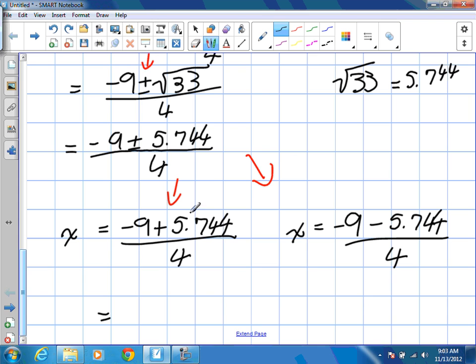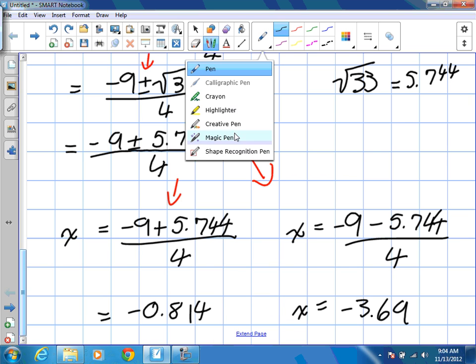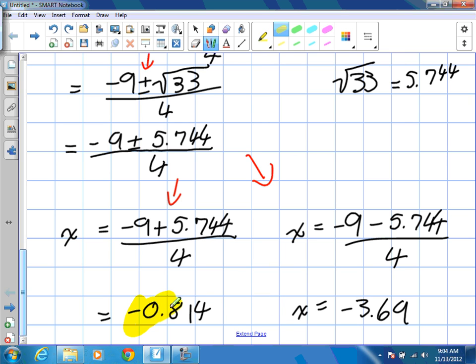Who wants to help me out here, the calculator? The answer becomes negative 0.814. Great. And then our other example, negative 3.69, I think. Yeah. Okay, so what we've discovered is our 2 x-intercepts to be negative 0.814 and negative 3.69, which makes sense why we weren't able to factor this.